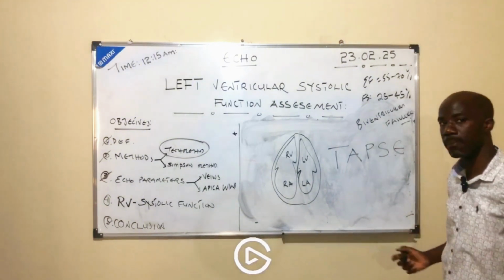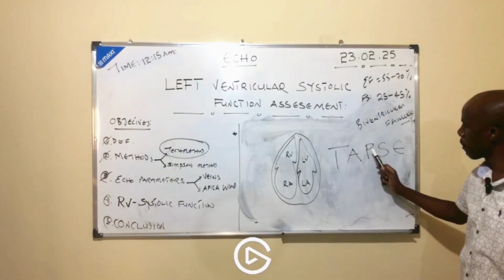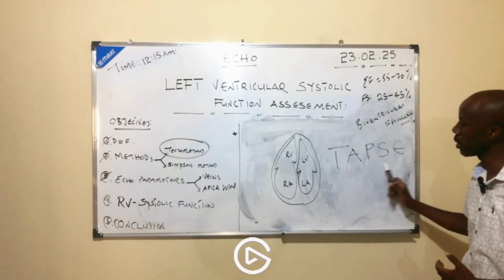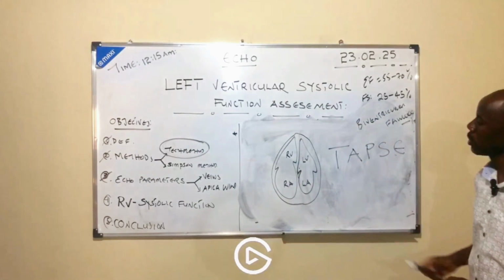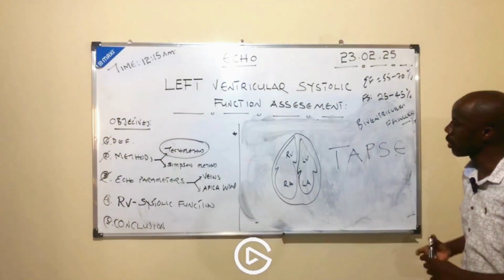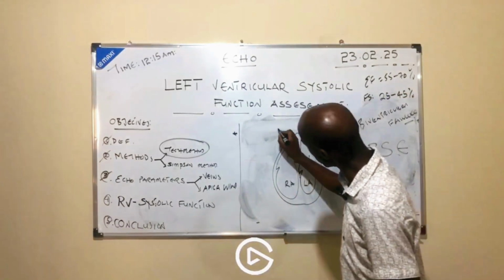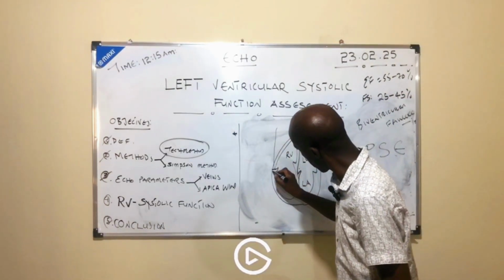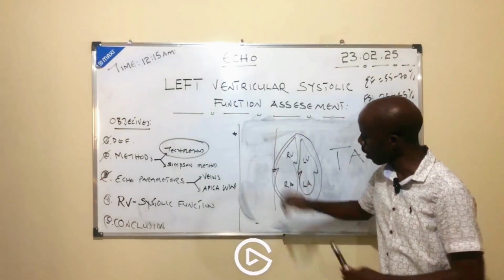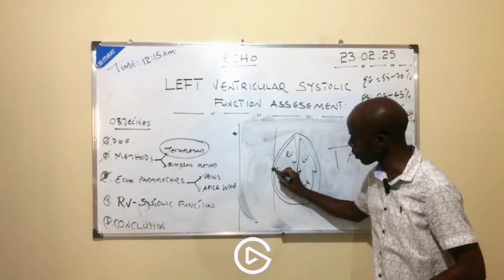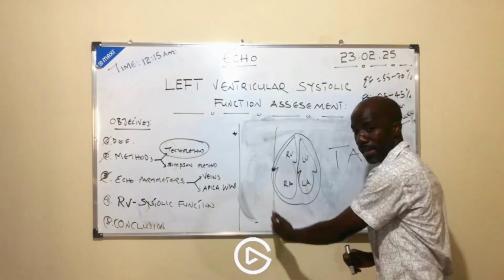Now, what does TAPSE mean? TAPSE means tricuspid annular plane systolic excursion. So with this method, we need to use our scan line. You just get your M mode and put it on the lateral side, or the annular side, of the tricuspid. This is where you put your line. Make sure it's perpendicular and aligned along the annulus.